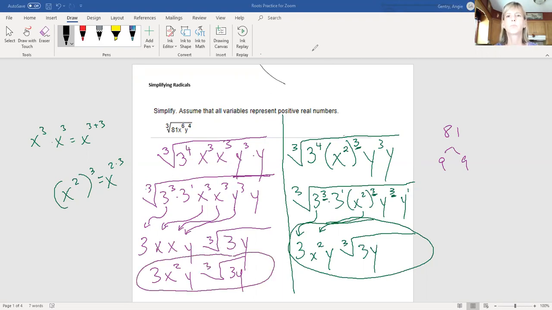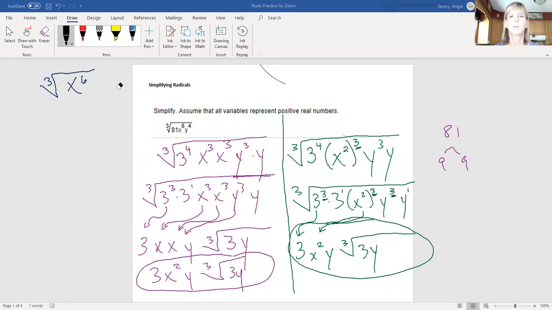Another deal, some of you would do the cube root, I'm going to work over here to the left, cube root of x to the 6. You would use the fact, you know, different rules can be applied, but they all get to the same answer.